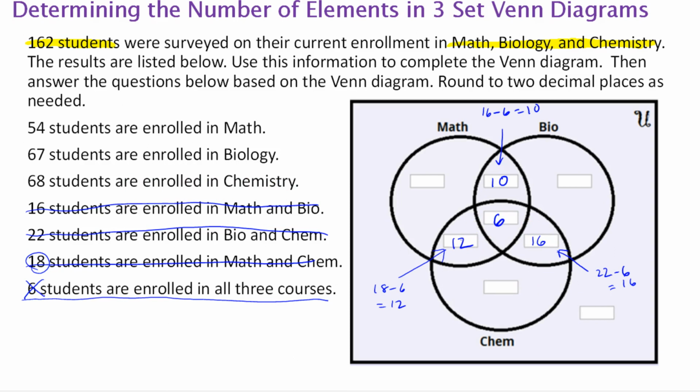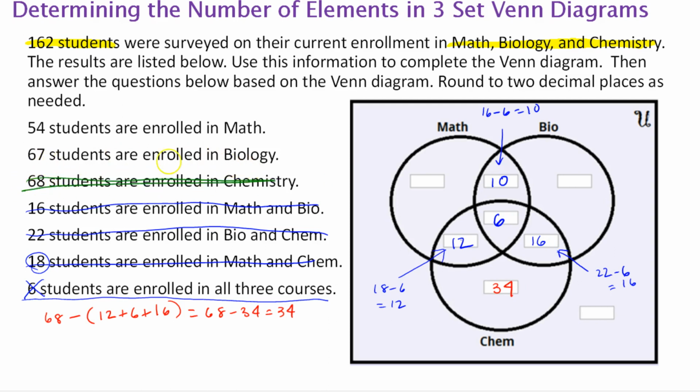Let's change colors for this. But now we know 3 of the pieces. So chem is going to be 68, and we want to subtract off these 3 pieces. And I'm going to put them in parentheses because I'm going to add them up and then subtract them. It's usually easier. Okay. So the intersections, 12 and 6 is 18 and 16 is 34. So we have 68 minus 34 leaves us with 34 that are taking chem but no other classes. Let's cross that one out.